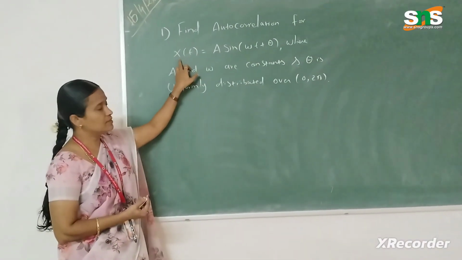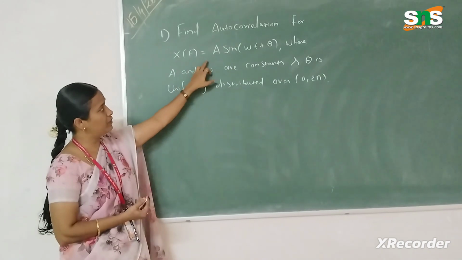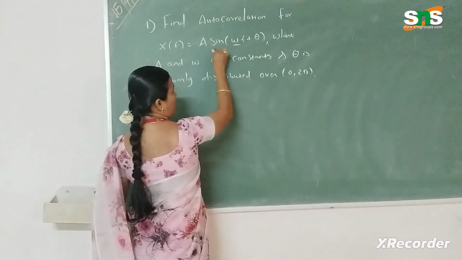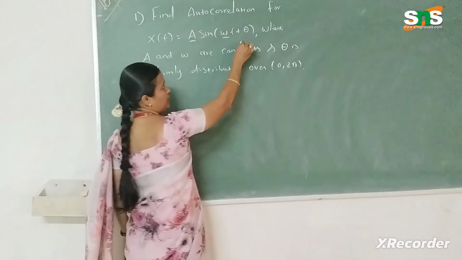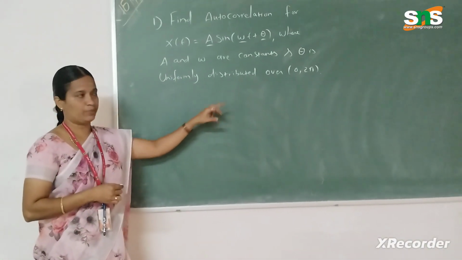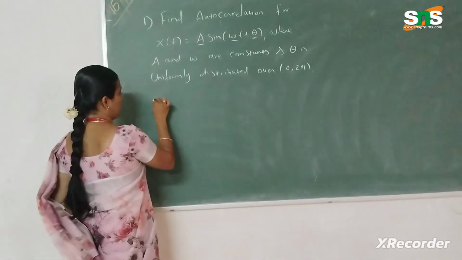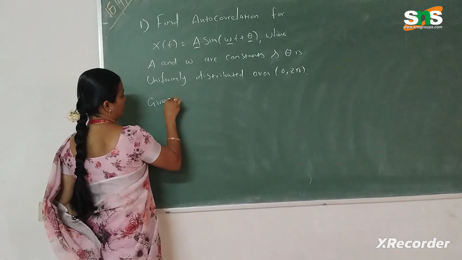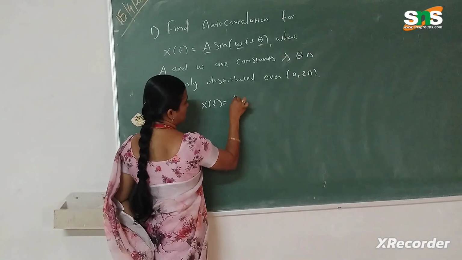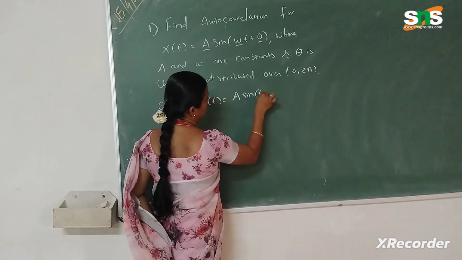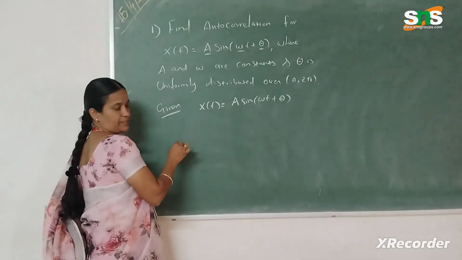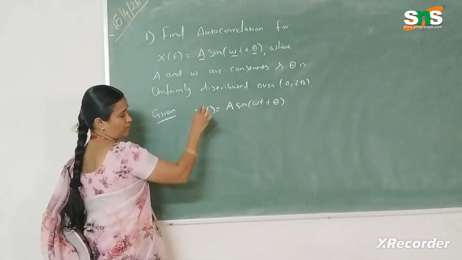So look at your process. This is the given random process, x of t equal to a sin(omega t plus theta). Omega and a are constant, theta is a variable, uniformly distributed over 0 to 2 pi. Look at the solution given. What is given? x of t is equal to a sin(omega t plus theta). Theta is uniformly distributed over 0 to 2 pi.